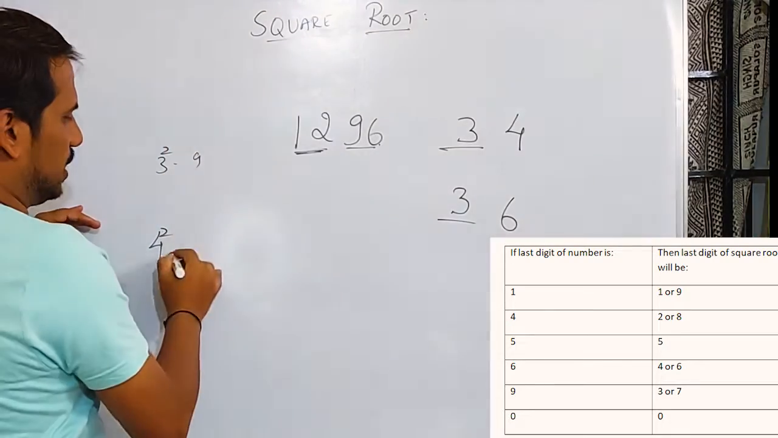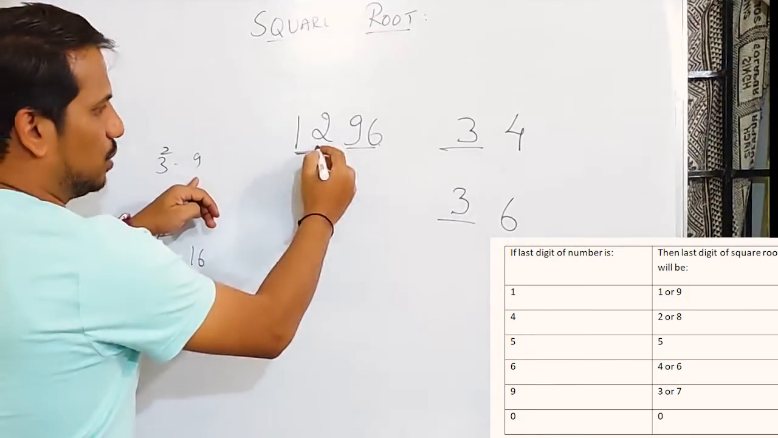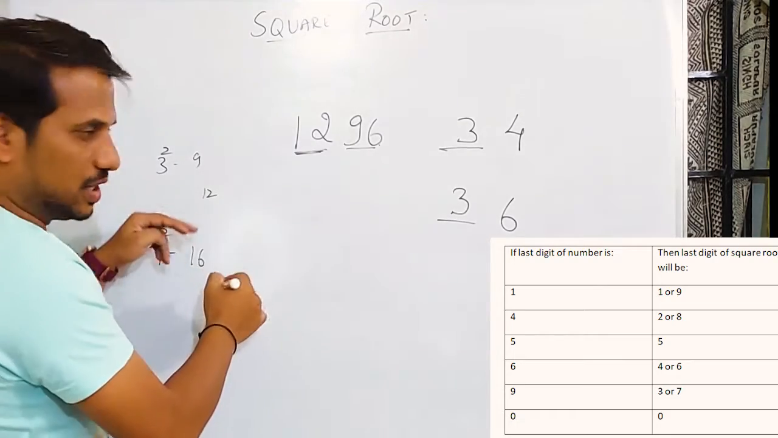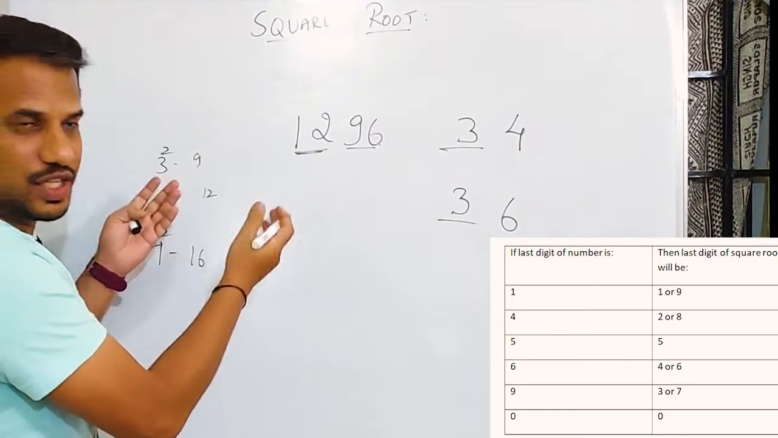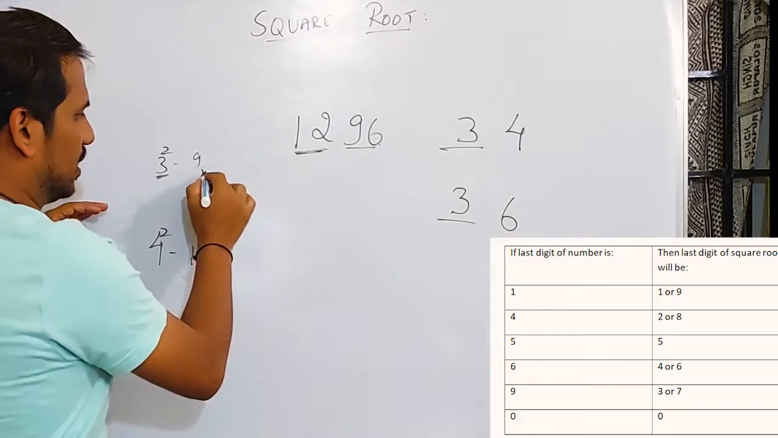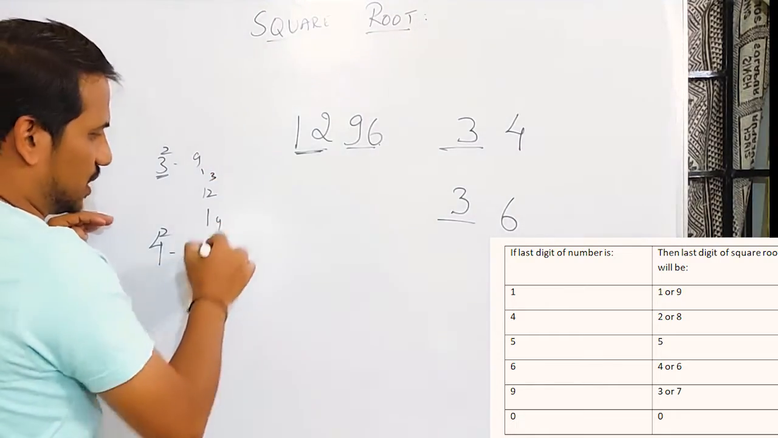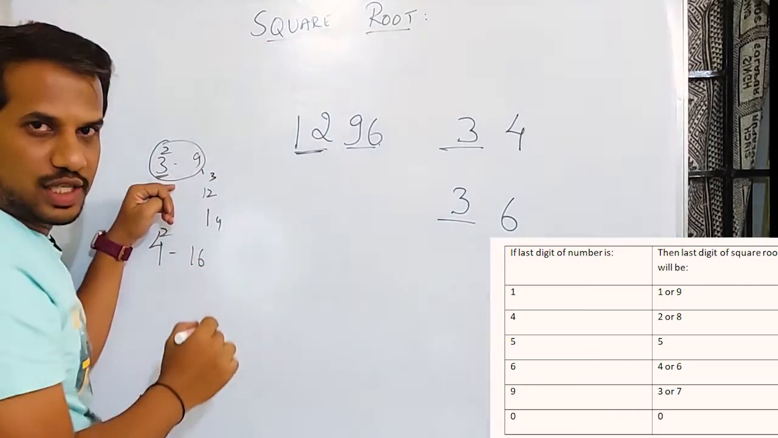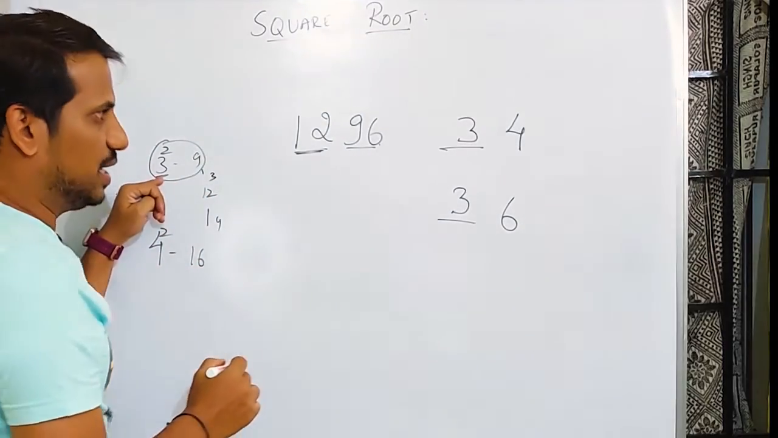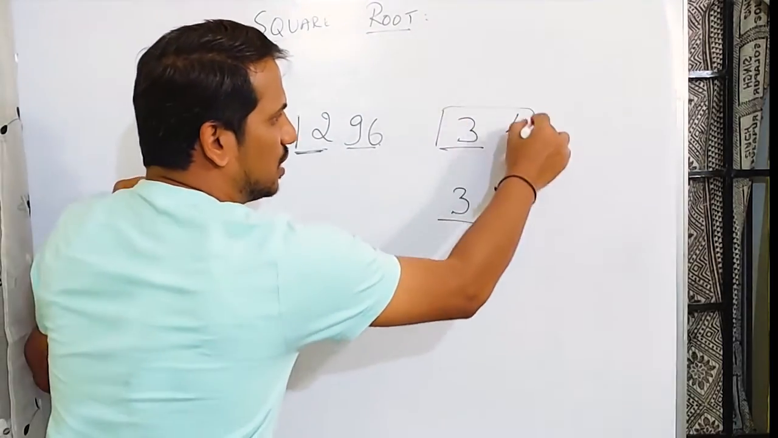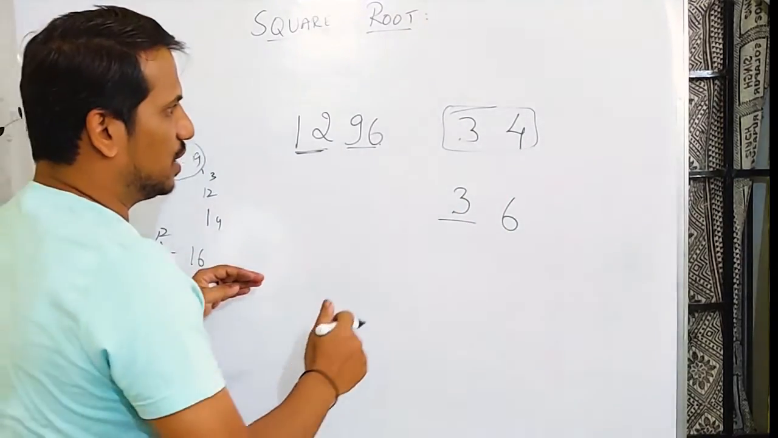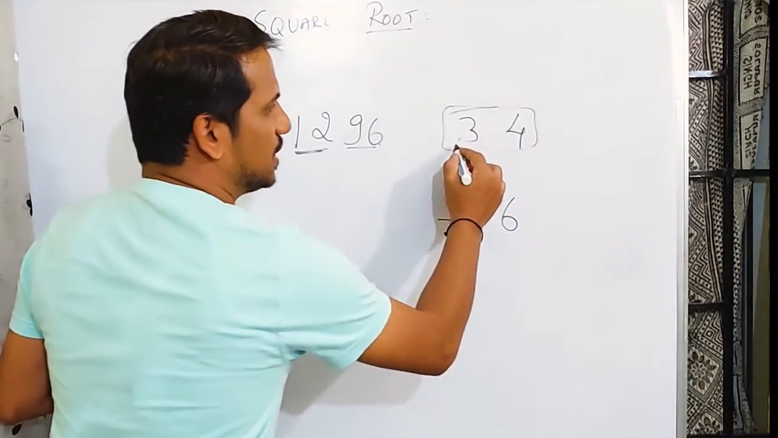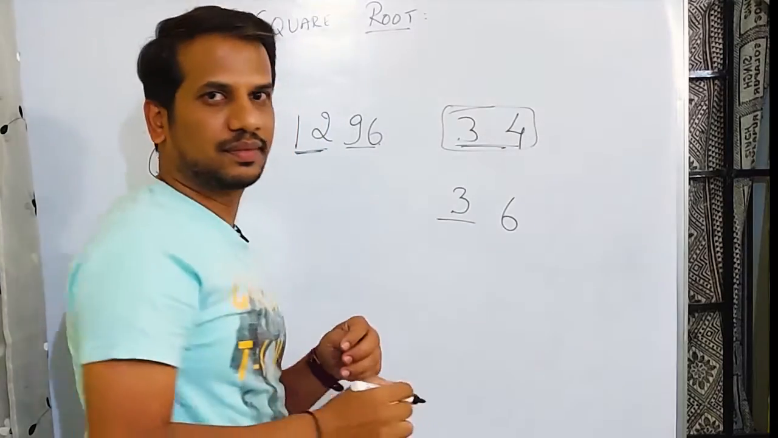3 square is 9, 4 square is 16. Now, 12 resides between these two numbers. So, it is near to which number? That is 9. The difference is just 3. Here the difference is 4. Now, if it is nearing the smaller square, then we have to take the smaller number. So, the square root of 1296 is 34.